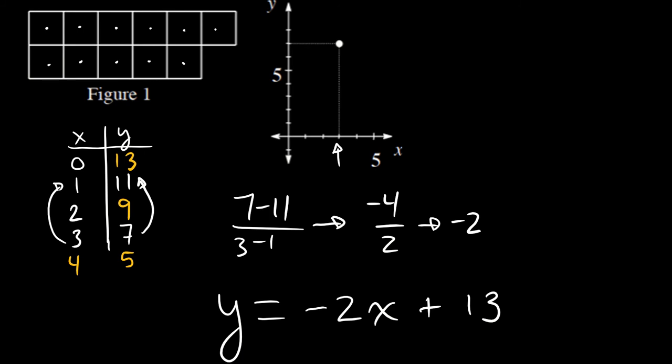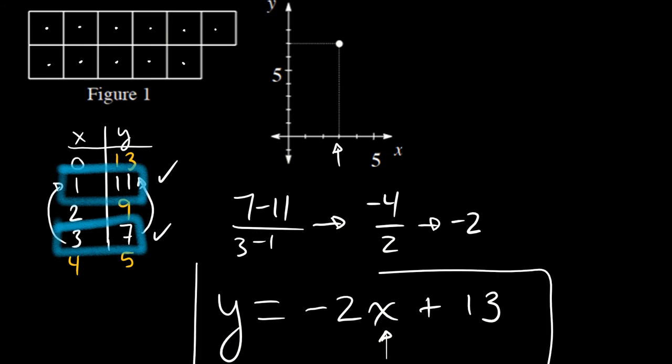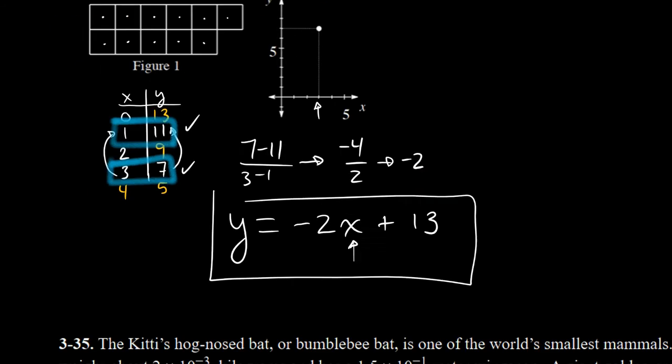Just real quickly before I move away, I want to remind myself that there are 2 values that I know. 1 should give me 11 and 3 should give me 7. So it's nice to plug those in as a test. If I put the number 1 into here, this becomes -2, and -2 and 13 is 11. So that satisfies this point. And if I put in 3, -2 times 3 is -6, and -6 plus 13 is 7. That satisfies this point as well. So this is definitely the equation that models this pattern that was given to me with a couple different strange representations.